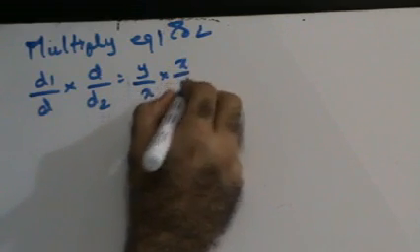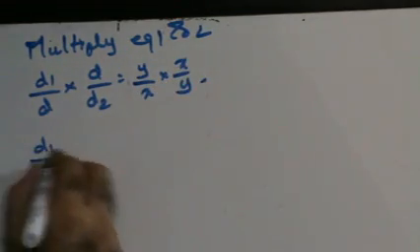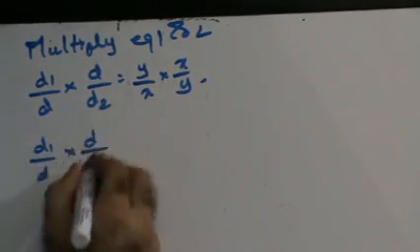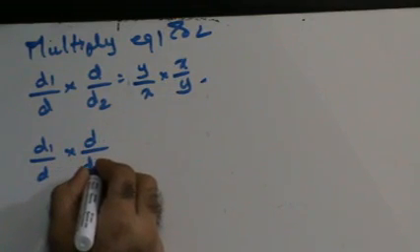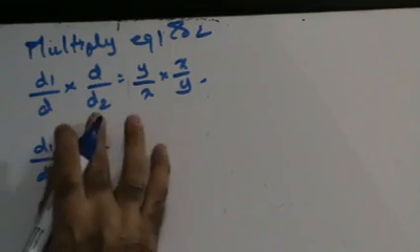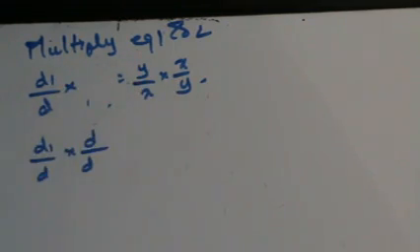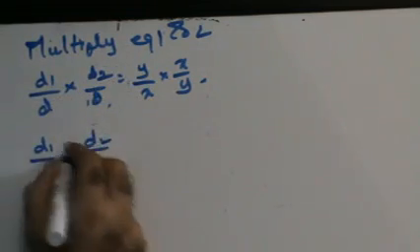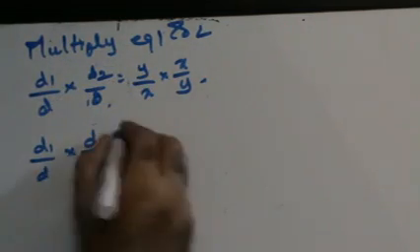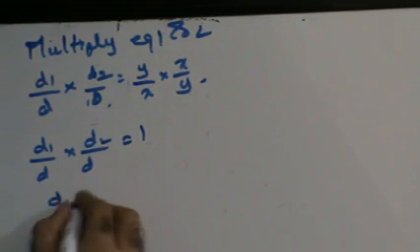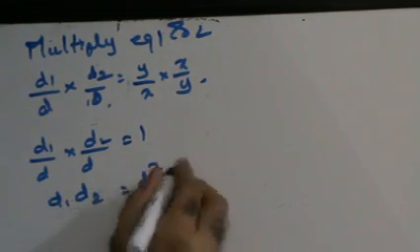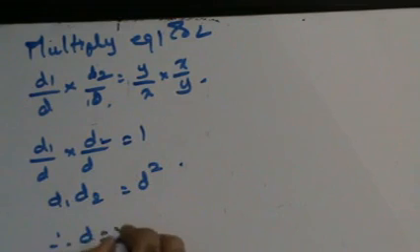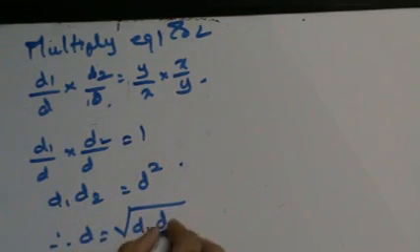Therefore, I can say d1 upon d into d2 upon d is equal to 1. So I'll get d1 d2 is equal to d square. Therefore, d is square root of d1 into d2. That's how you have measurement of d done.